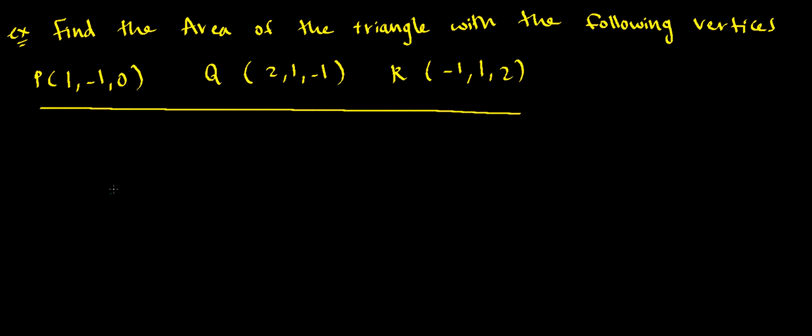Alright, so first thing I'm gonna do is to locate the points and draw the triangle, just to have a better understanding of what it looks like. So point P has the coordinates 1, negative 1, 0, which is somewhere here. Point Q has the coordinates 2, 1, negative 1, which is somewhere here. Point R has the coordinates negative 1, 1, and 2. It's point R. So this is your triangle.